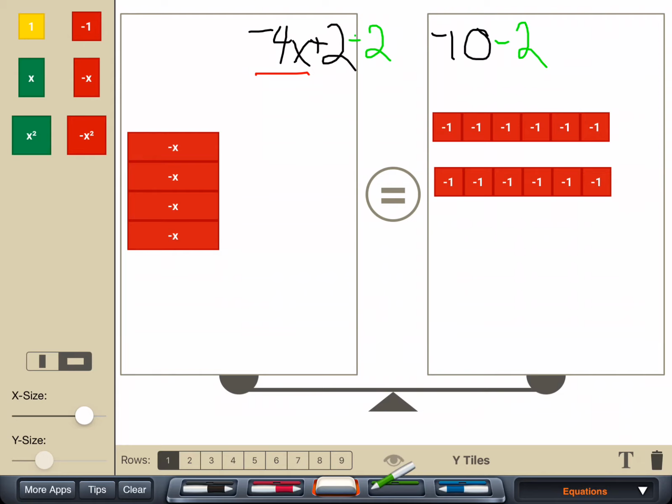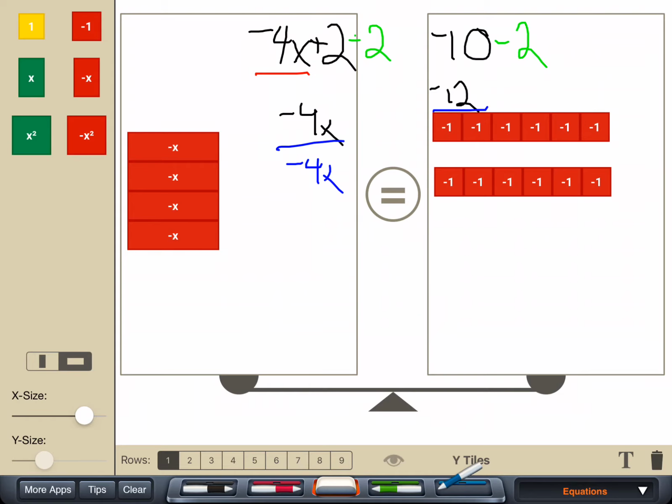So when I rewrite my equation, I'm going to have negative 4x equals negative 12, because negative 10 minus 2 is negative 12, and you can see the 12 negatives right there. So we need to do a little division now, right? Because we need to counter the multiplication of x by negative 4 with division. So we're going to divide by the same number, negative 4.